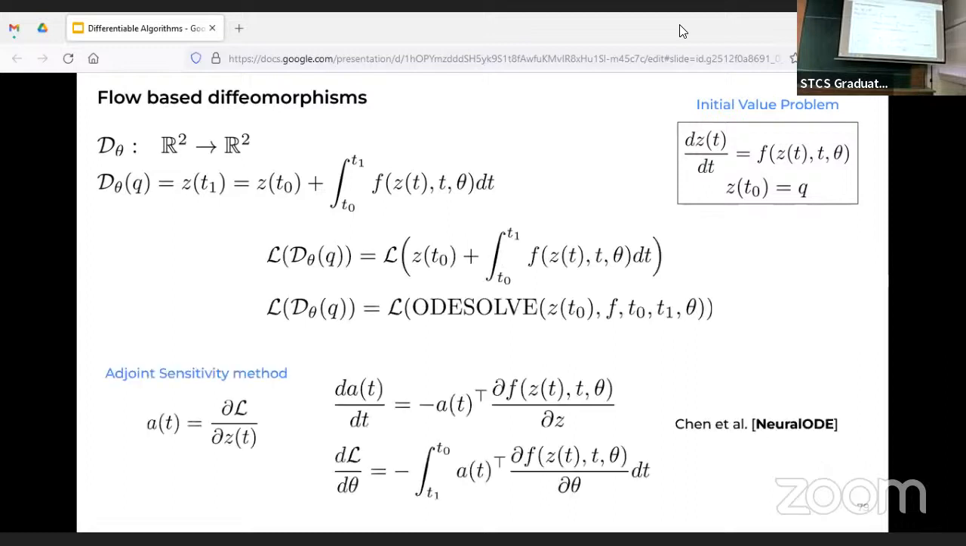I'll go over this quickly. There was a new paper called Neural ODE, which made the ODE solvers differentiable. You have an ODE solver of your choice, you consider it as a black box and make it differentiable. It doesn't matter which ODE solver it is. Then it becomes possible to backpropagate to find these thetas. For a different value of theta, we get a different diffeomorphism, and we can backpropagate through the entire process.